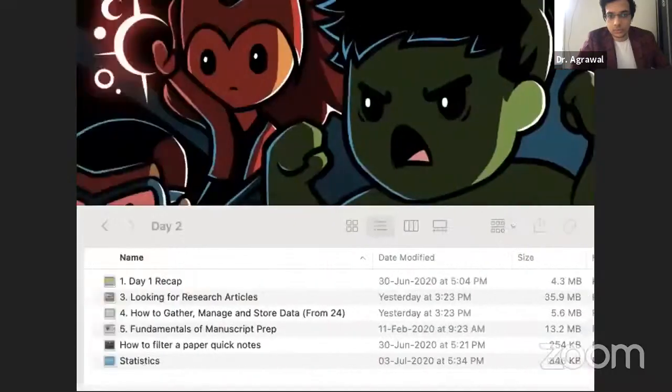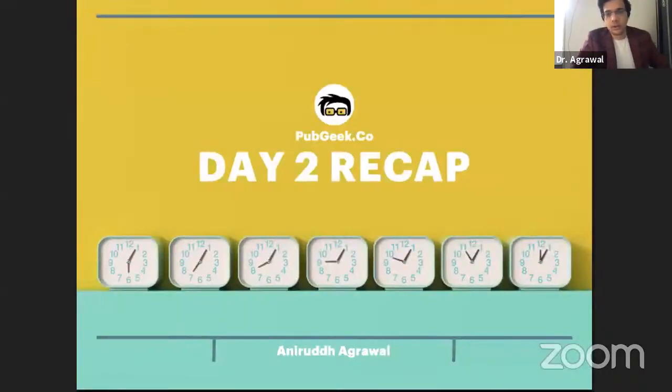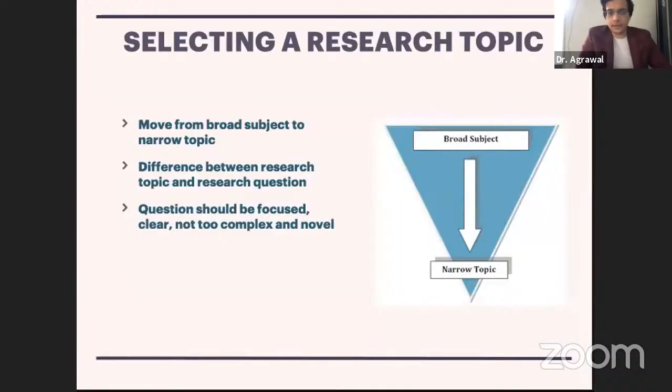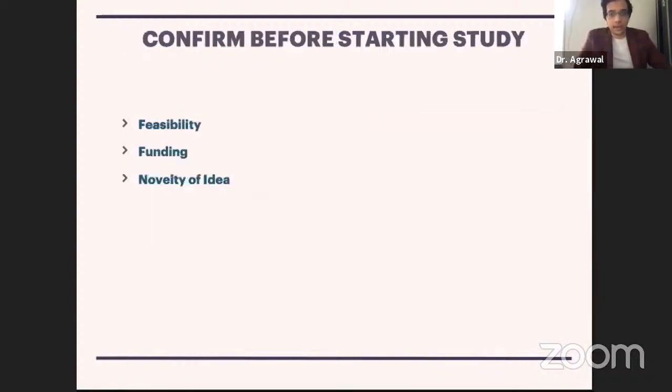Perfect. Right. So just a small recap of the topics we've spoken about. We started with selecting a research topic and how you need to move from a broad subject area to a narrow one. We spoke about the difference between a research topic and a research question, where one topic can be used for multiple questions. So you can define the who, what, why, when, where.